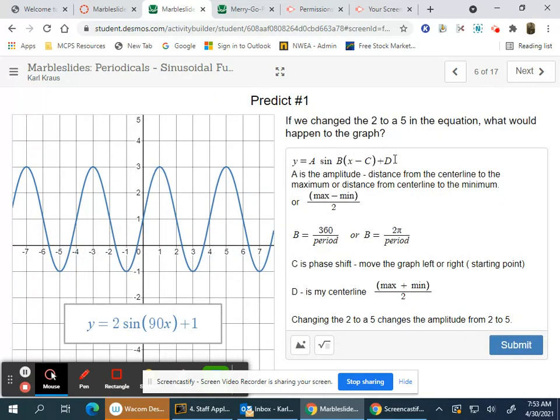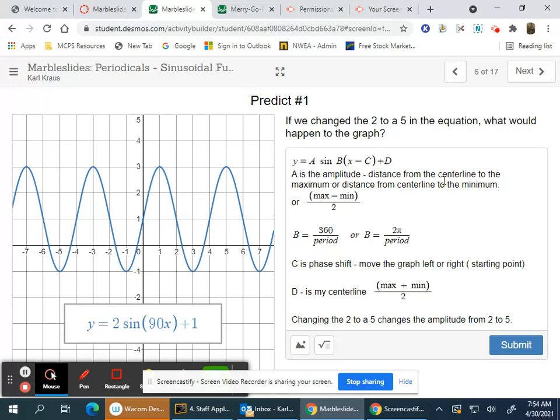All right, so if we change this 2 to a 5, what's going to happen? Like I did in class, this is the general form of a sine curve. The number A is actually the amplitude. B has to deal with a period. C is my phase shift. D is my center line. So just going through them one at a time.